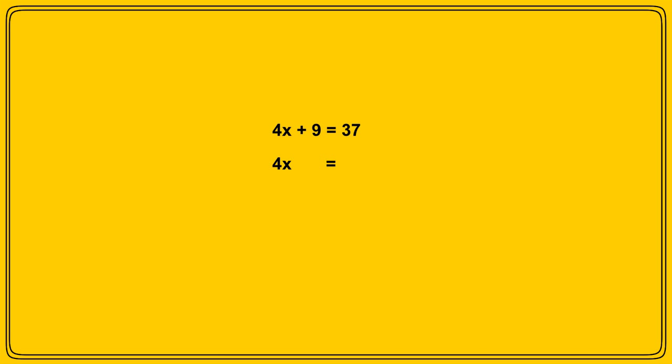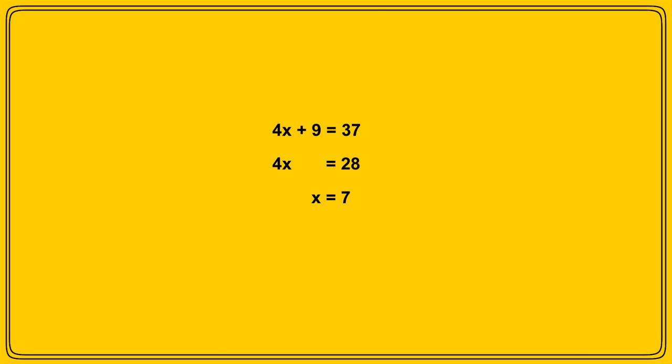Now we must remember to do the same on the right hand side. So 37 subtract 9 is 28. Now we have 4x equals 28. To isolate x, all we need to do is divide 4x by 4, and we must remember to do this on the right hand side too, giving x is 7, and that's our answer.